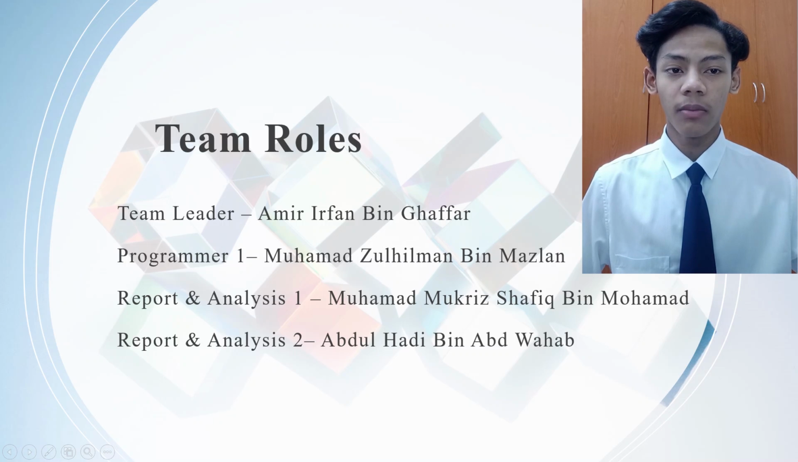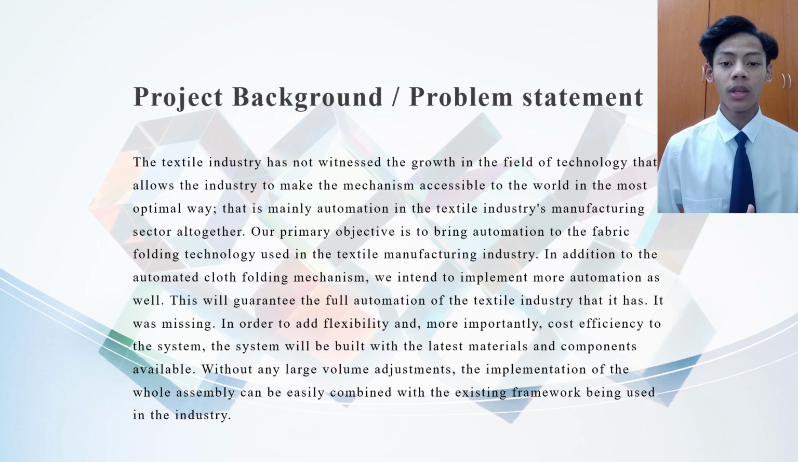Next, we will go into the project background, or the problem statement of this project. The textile industry has not witnessed the growth in the field of technology that allows the industry to make the mechanism accessible to the world in the most optimal way, and that is mainly automation in the textile manufacturing sector altogether. Our primary objective is to bring automation to the fabric folding technology used in the textile manufacturing industry. In addition to the automated cloth folding mechanism, we intend to implement more automation as well.